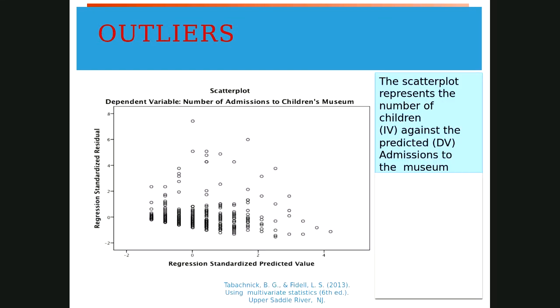So here's an example of potential outliers. We have a scatter plot here looking at number of admissions to the Children's Museum. This scatter plot represents the number of children against the number of admissions to the Children's Museum. So does having more kids predict how often one goes to the Children's Museum?